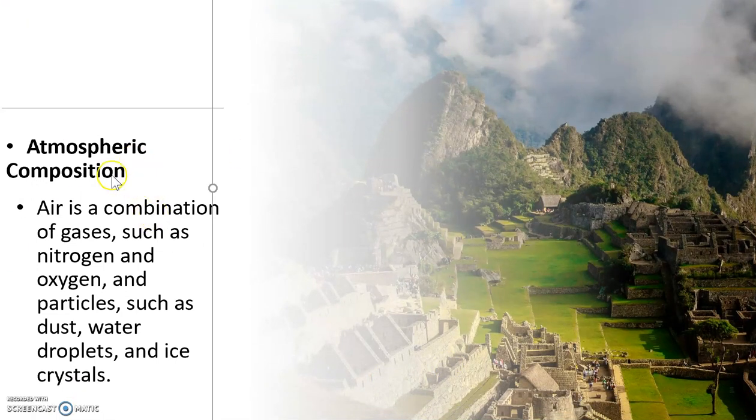Okay, so the first thing is atmospheric composition. So air in the atmosphere is a combination of all the gases, such as nitrogen, oxygen, other particles such as dust and things like that, water droplets, ice crystals. Different things may or may not be in the atmosphere depending on the time of year and the situation.